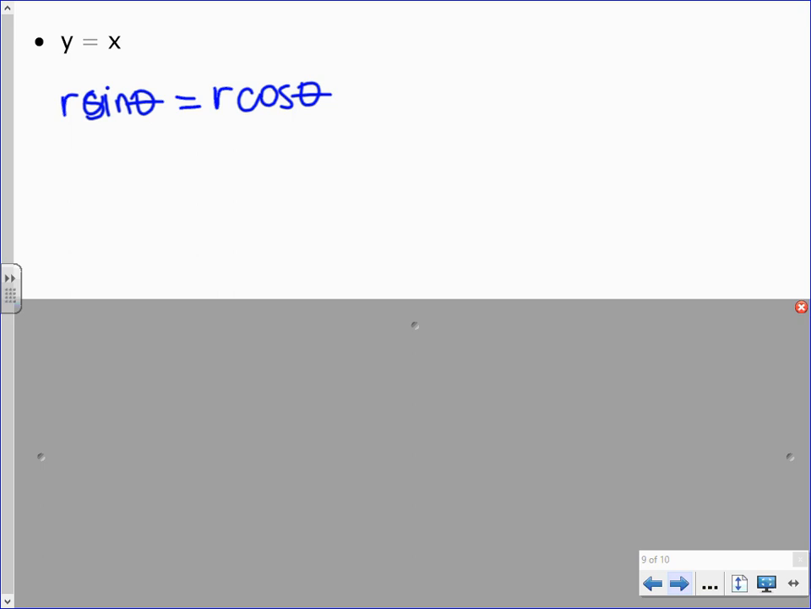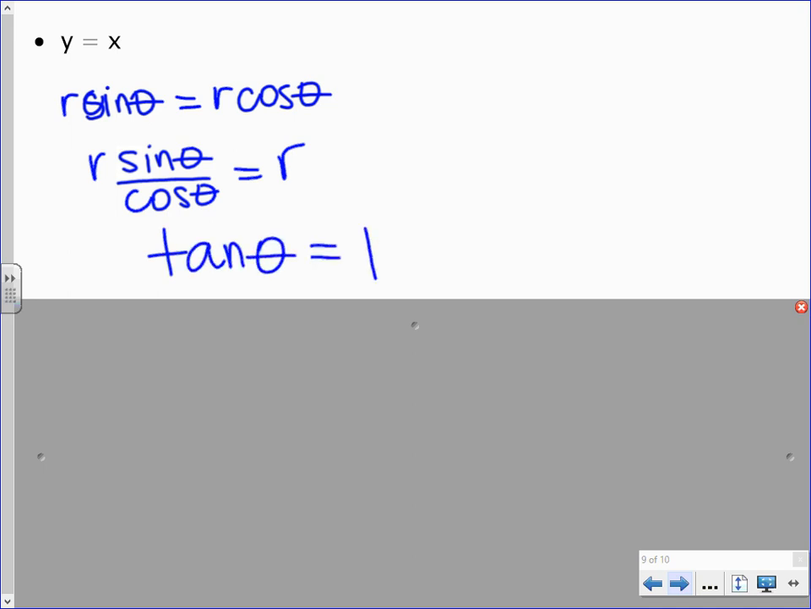What do you think? Cosine over sine is tangent. So here I have r sine theta equals r cosine theta. If we divide over that cosine theta, that's going to become tangent, right? And what happens with the r's? If we divide over the r, it's going to go to 1. So right now we have the tangent of theta equals 1.